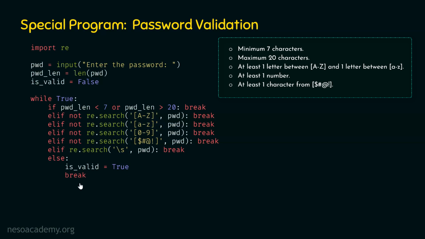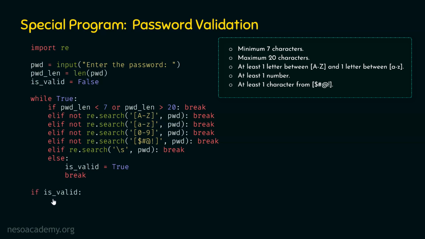What does it mean? If none of these conditions are satisfied, this means that if all the requirements are satisfied, then the else block must be executed. This means that is_valid must be set to true and then we need to break this loop. So this else block will be executed when all these conditions are not satisfied. This means that all the requirements are satisfied. I hope this is clear.